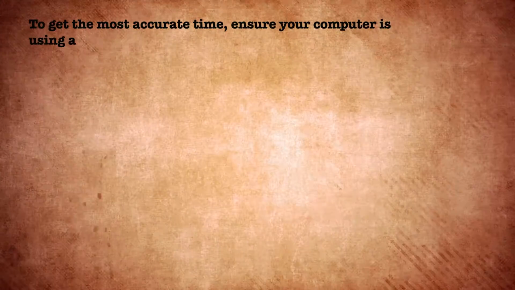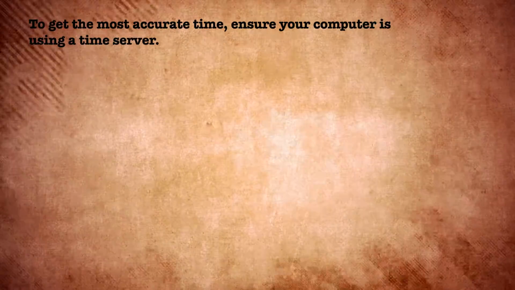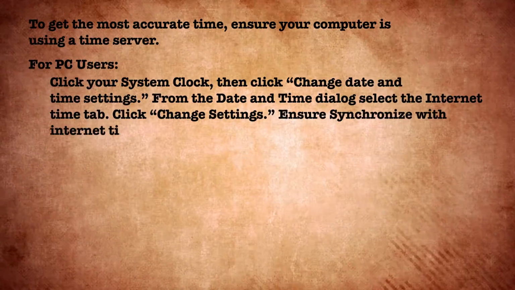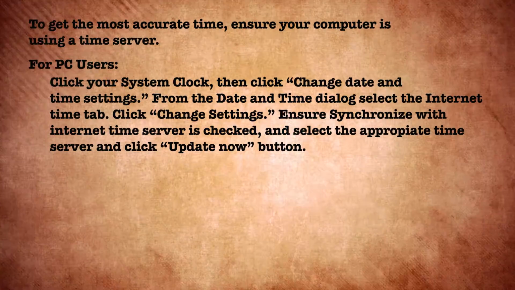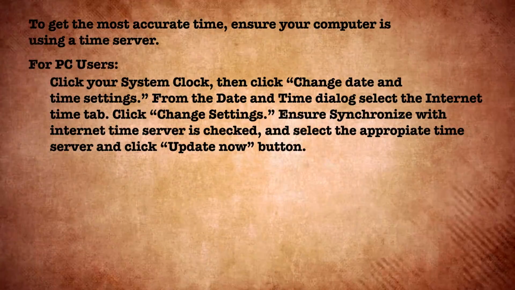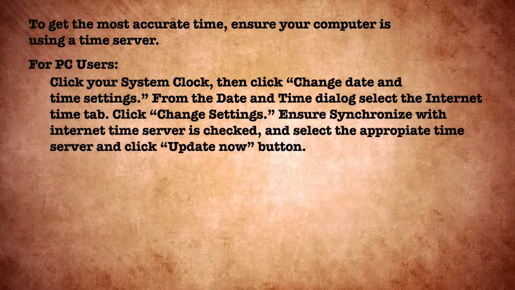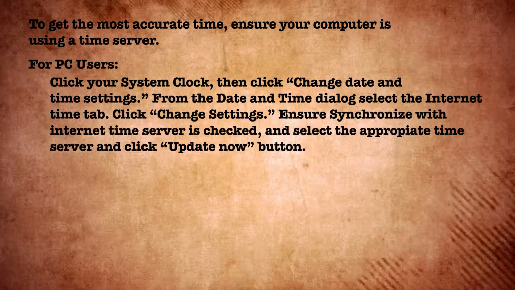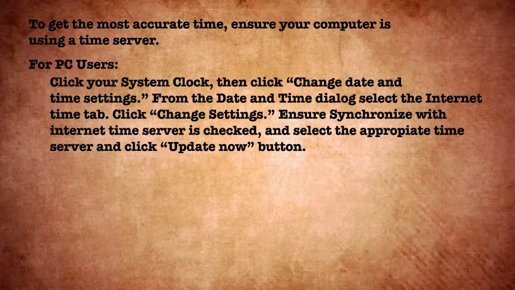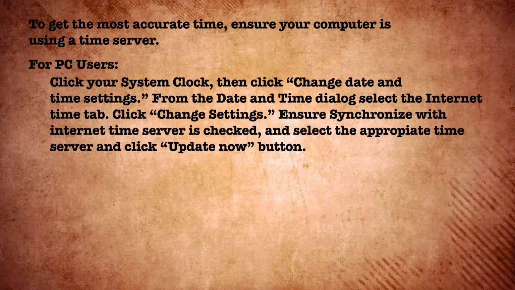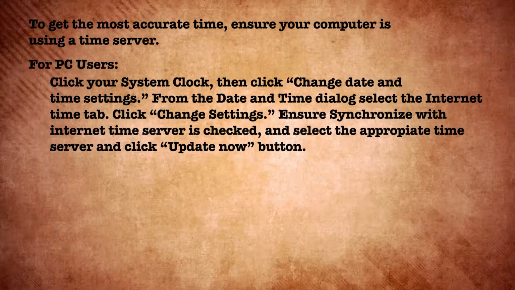Step 2. To get the most accurate time, ensure your computer is using a time server. For PC users, click your system clock. Then click Change Date and Time Settings. From there, the Date and Time dialog will display. Select the Internet Time tab. Click Change Settings. Ensure Synchronize with an Internet Time Server is checked. Then select the appropriate time server and click the Update Now button.